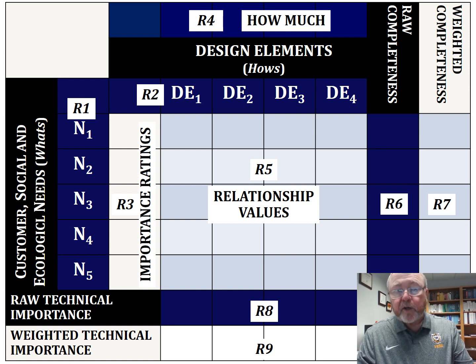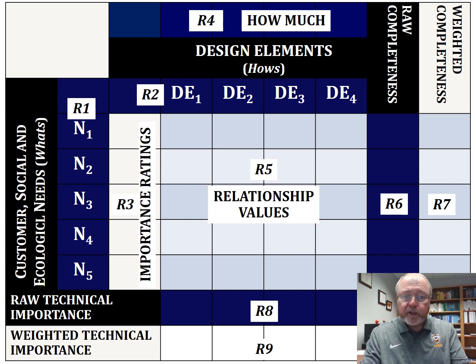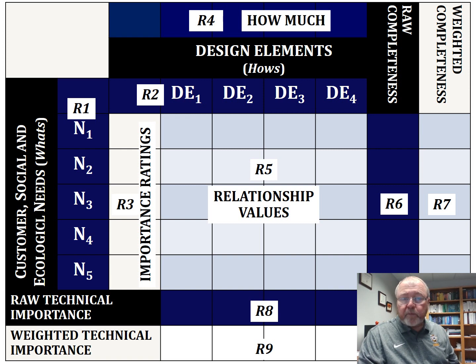So you know we need to identify the needs. You know we need to have the relative importance ratings. You know that we need to identify the hows, or the design attributes, design elements. You know that we have to identify the relationships among those. But there are a few other things that we need to identify too. So I will end up talking to you about the raw completeness and the raw technical importance, the weighted completeness, the weighted technical importance. Most people who use the House of Quality and Quality Function Deployment focus on weighted completeness, weighted technical importance. I prefer raw completeness, raw technical importance.